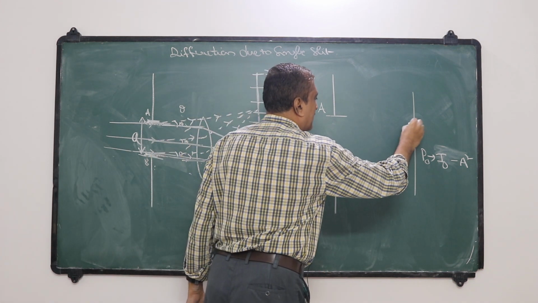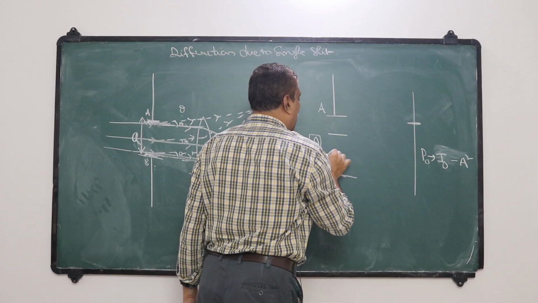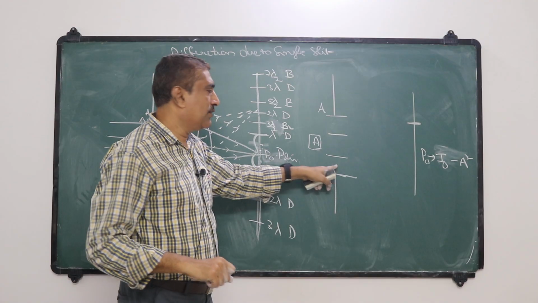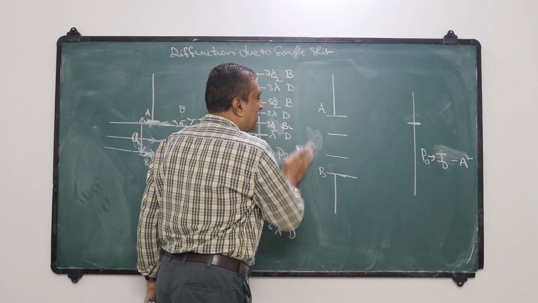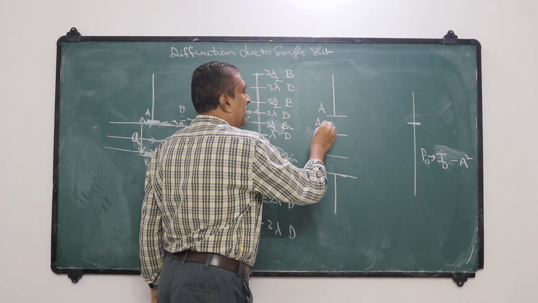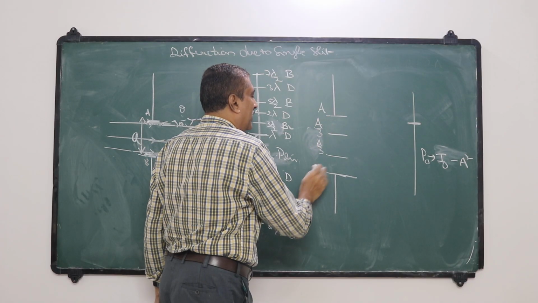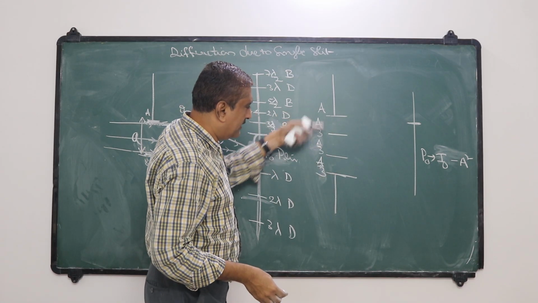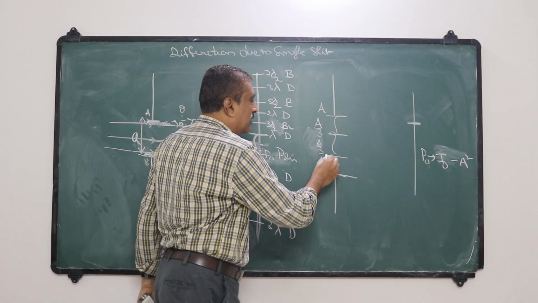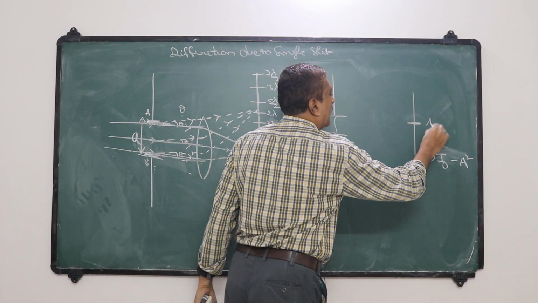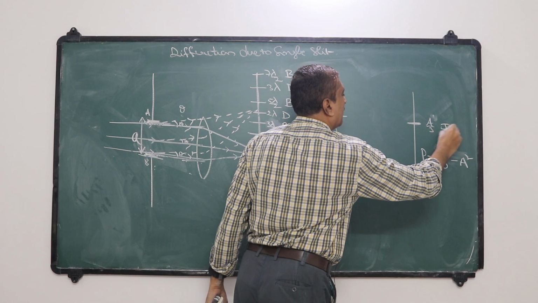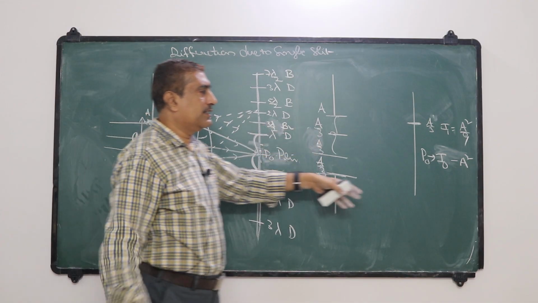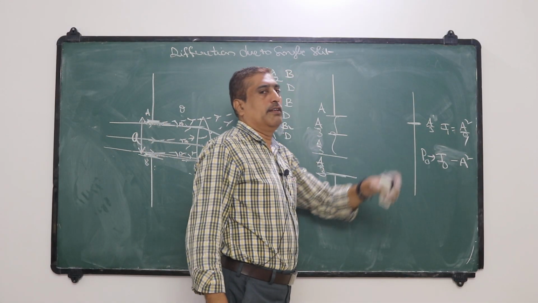But for first order secondary maximum, we divide the slit into 3 equal parts. 3 equal parts means the amplitude of light from each part will be A by 3. As for the 3 parts, these two will get cancelled out, so the resultant will be A by 3. So A by 3 is the amplitude, so the intensity of the first order is A square by 9. That means it decreases. Here it is A square, here it is A square by 9.